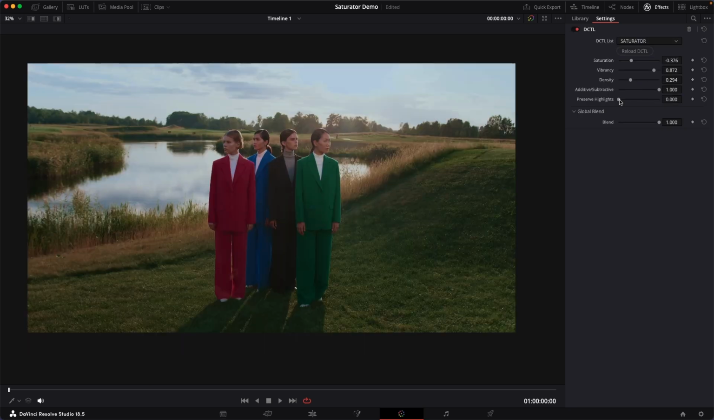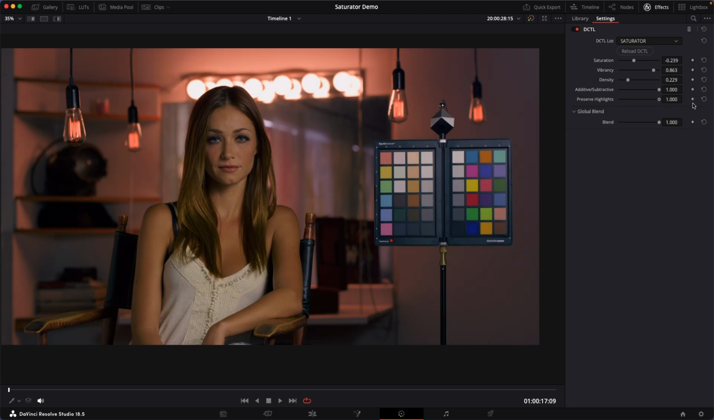And especially when you're dialing in quite a bit of saturation, that last preserve highlight slider can be really helpful to achieve more natural and transparent looking results by just taking away some of that effect from the very brightest parts of your image.